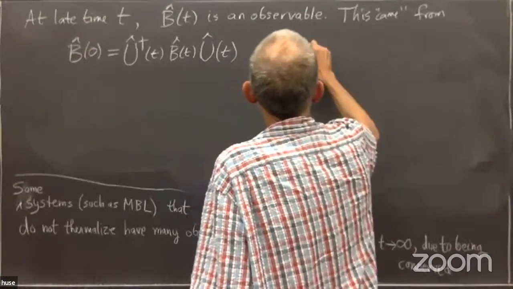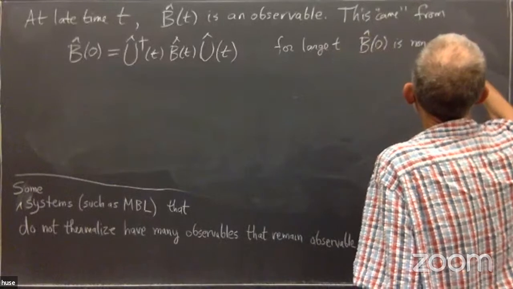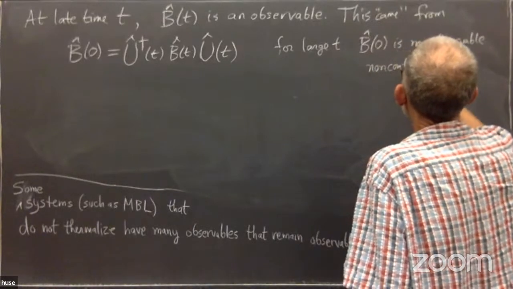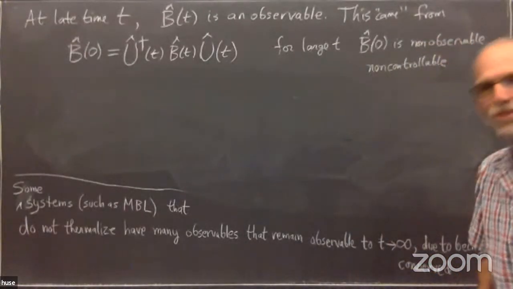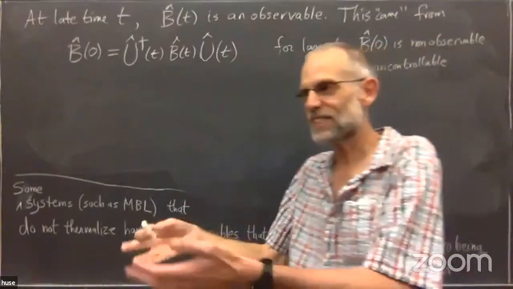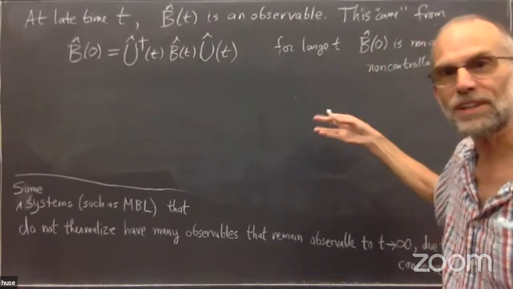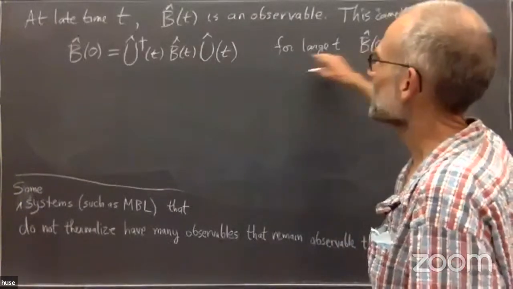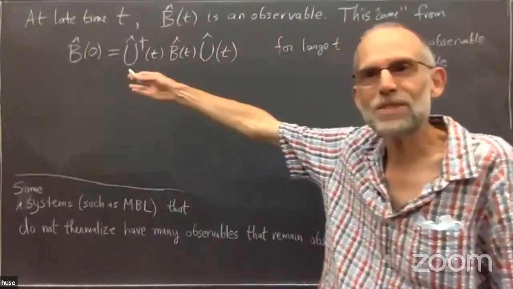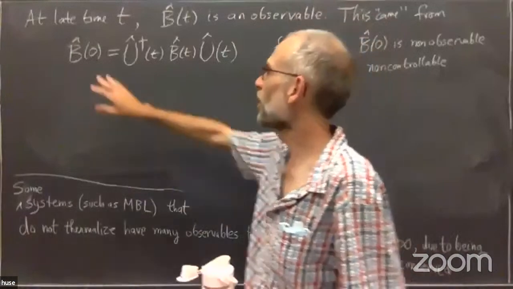So for large t, B of zero is non-observable, and therefore, in some sense, it's also non-controllable, right? If you can't observe something, you can't control it. So your state preparation, where something interacted with the system and put it in a non-equilibrium state, is not able to couple to this operator, right? Because if you could couple to this operator, you could observe it. And so for this operator, B of zero at time zero, nothing's been able to do anything to it. So it's just going to be in a random state, a high entropy state. And so it's going to have a distribution which looks like thermal equilibrium, at least for almost all such operators.